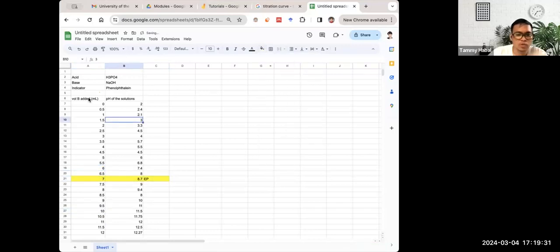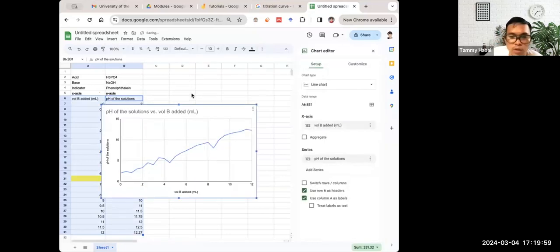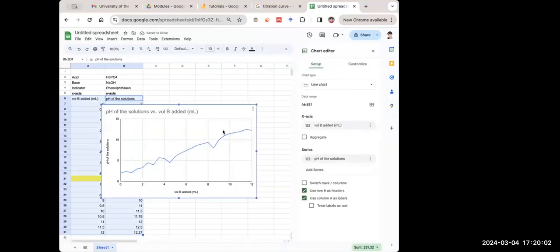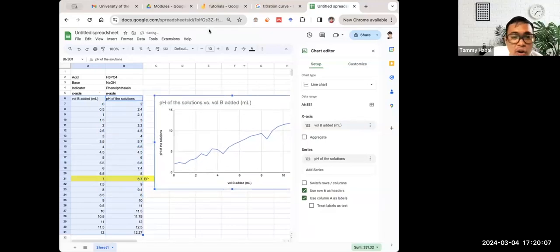How would you generate your titration curve? So, you just have to do this here, no? This is your x-axis. This is your y-axis. You just have to select both of them. Insert chart. Okay, and you will get a curve like this. Wait lang. What happened?